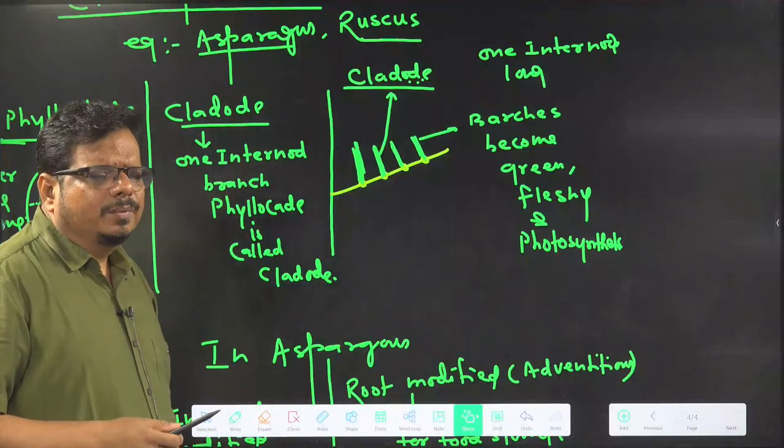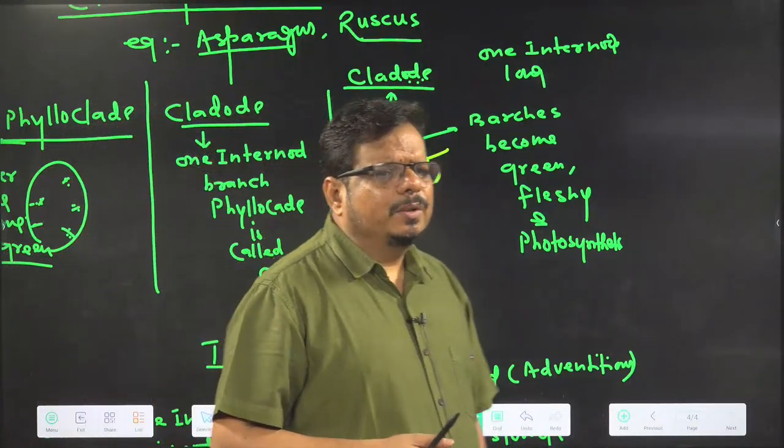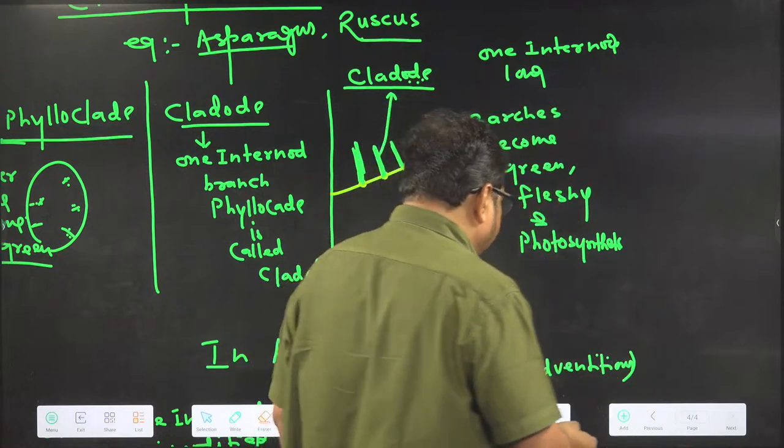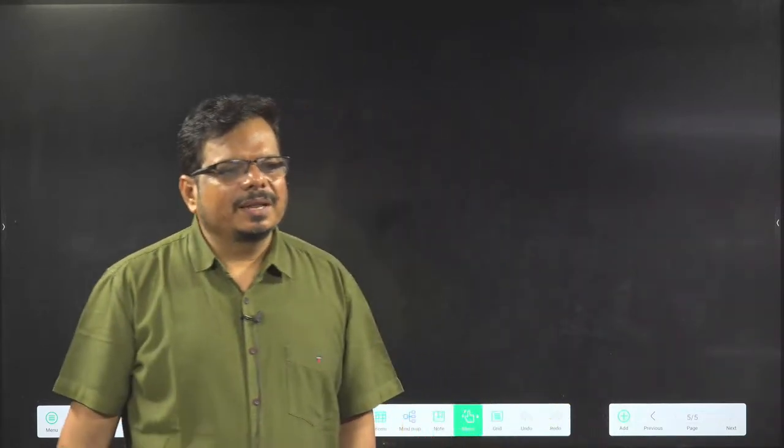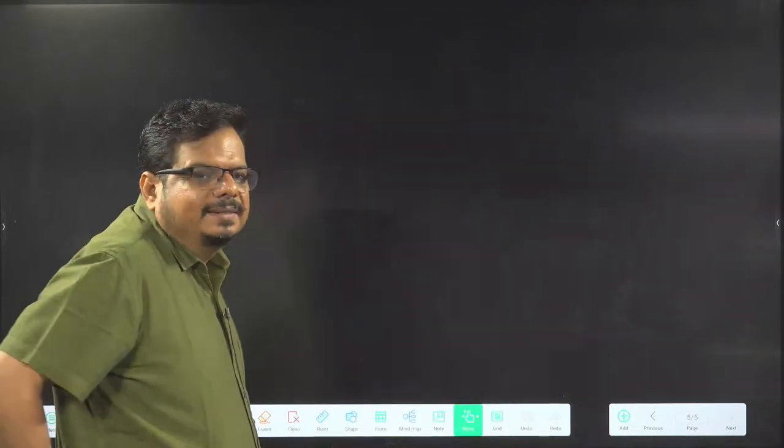So which modification have we seen in a stem? We have seen the modification in a stem for climbing purpose, protection purpose, and photosynthesis purpose. So modification of a stem is over. Is anything remaining in stem modification? All done? Bulbil is a different thing, I will tell you. Floral bud is going for food storage.